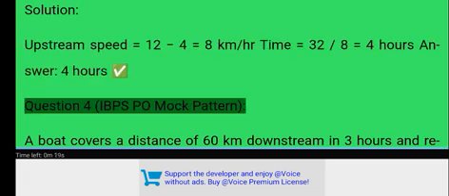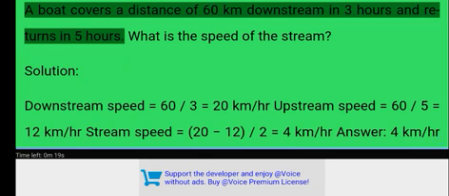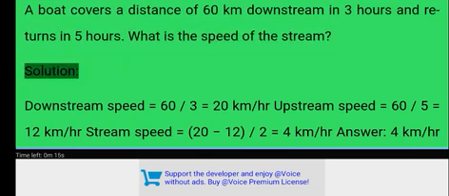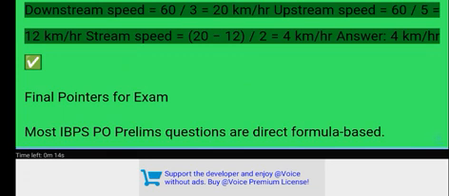Question 4, IBPS PO mock pattern. A boat covers a distance of 60 kilometers downstream in 3 hours and returns in 5 hours. What is the speed of the stream? Solution. Downstream speed equals 60 by 3 equals 20 kilometers per hour. Upstream speed equals 60 by 5 equals 12 kilometers per hour. Stream speed equals (20 minus 12) divided by 2 equals 4 kilometers per hour. Answer: 4 kilometers per hour.